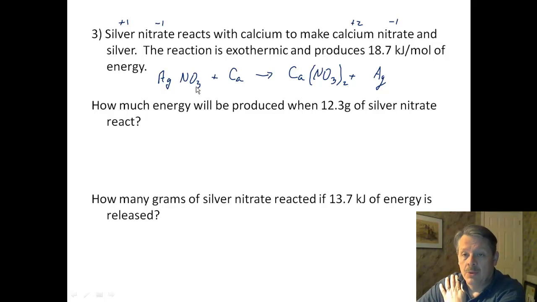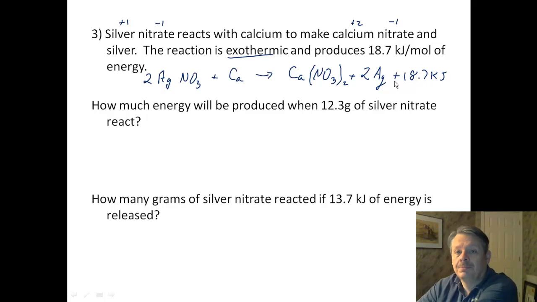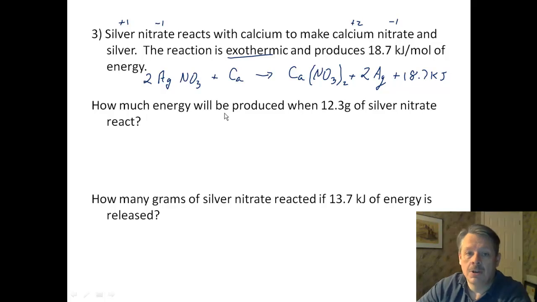I got 2 NO3s on the right. I have to have 2 on the left, which gives me 2 silvers, so I have to have 2 silvers on the right. The reaction is exothermic, so it produces 18.7 kilojoules of energy, so the 18.7 kilojoules of energy goes over here. All right, so how much energy will be produced if I have 12.3 grams of silver nitrate?